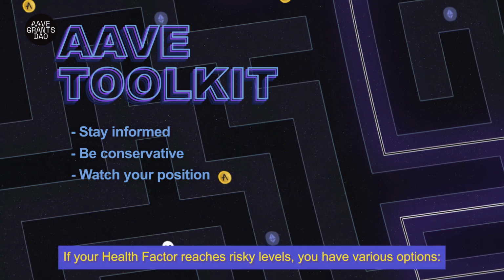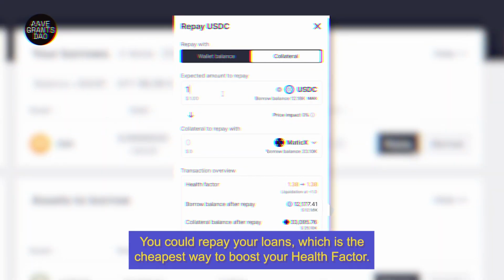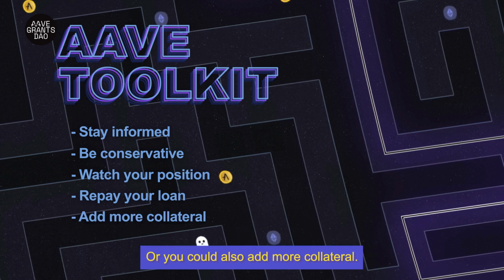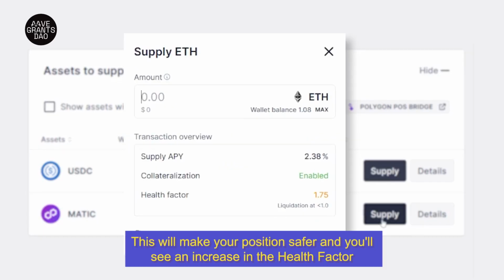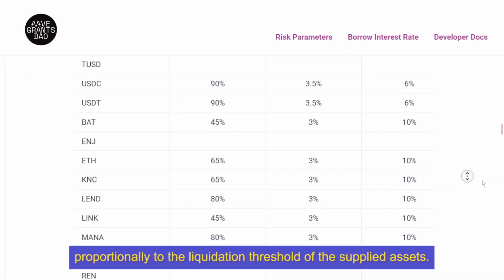4. If your health factor reaches risky levels, you have various options. You could repay your loans, which is the cheapest way to boost your health factor, or you could also add more collateral. This will make your position safer and you'll see an increase in the health factor proportionally to the liquidation threshold of the supplied assets.